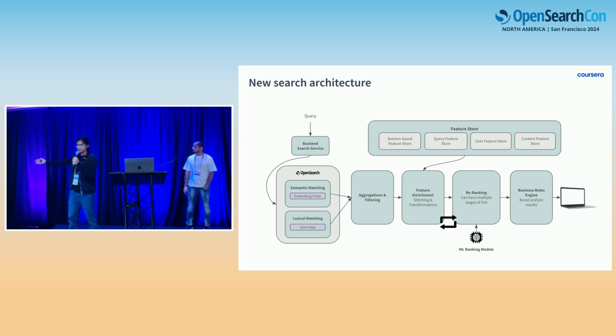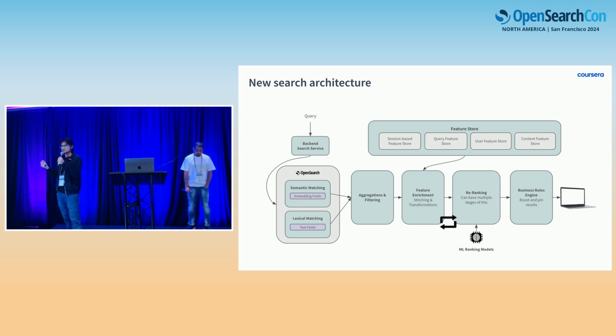So you might be familiar with this kind of ranking-heavy search architecture. Our query comes into our backend search service, which then routes requests to OpenSearch. Again, now we have the power of semantic matching with the neural query type. And we do this by generating embedding fields for certain course metadata that we want to capture the semantic meaning behind, like name and description.